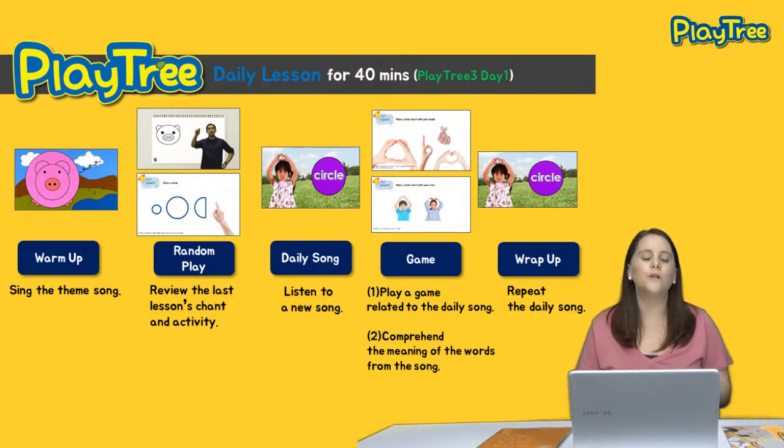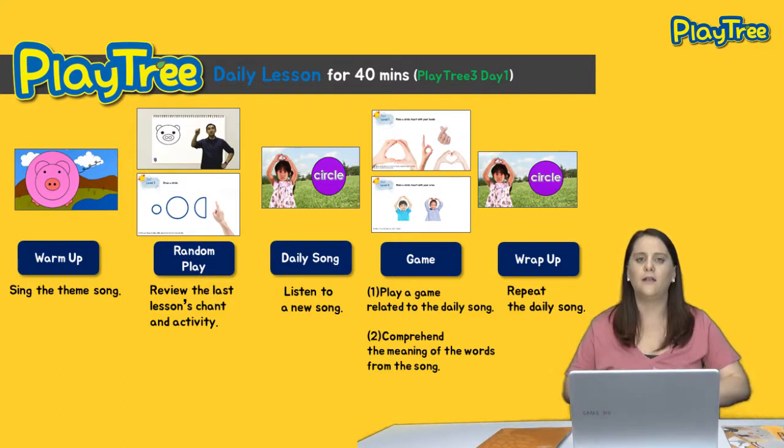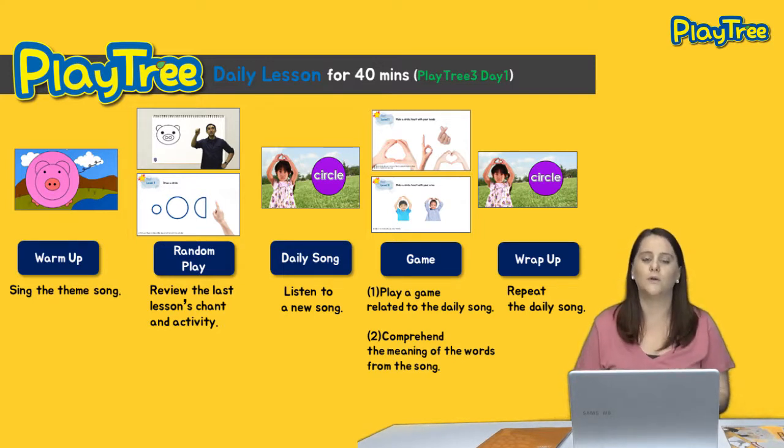You should really be spending the most amount of time of the 40-minute class during the game. This is where the kids really get to practice these target words and really listen and comprehend, which are the two skills that are most important to the PlayTree program. Finally, a daily lesson is going to wrap up with a repeat of the daily song.